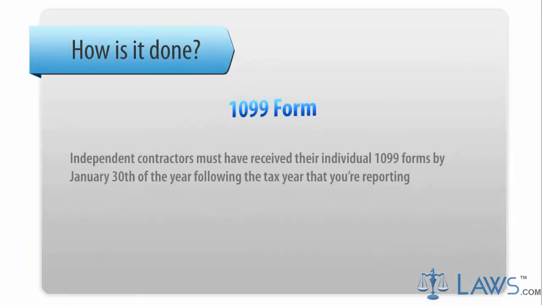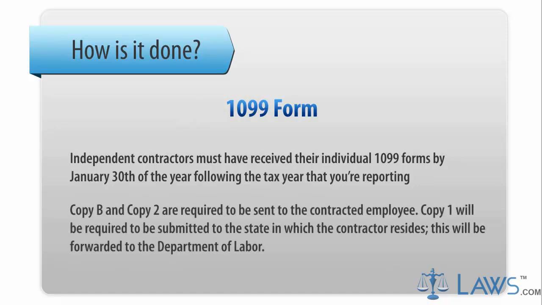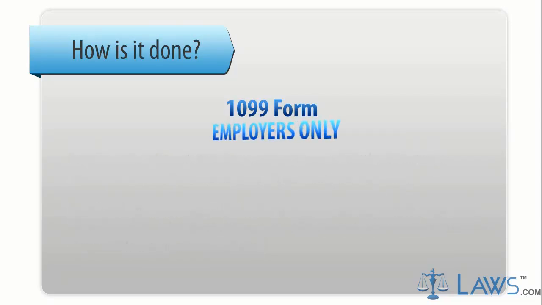Independent contractors must have received their individual 1099 forms by January 30th of the year following the tax year that you're reporting. Copy B and Copy 2 are required to be sent to the contracted employee. Copy 1 will be required to be submitted to the state in which the contractor resides. This will be forwarded to the Department of Labor.